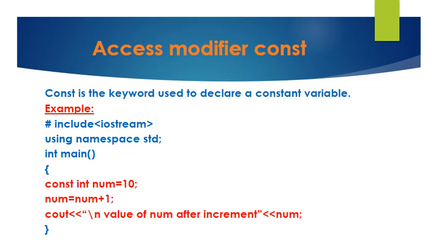And in the next line, I am incrementing the num value by 1. That means it will cause an error message in the program. So we cannot print the next cout line. So constant means the value cannot be modified or altered.